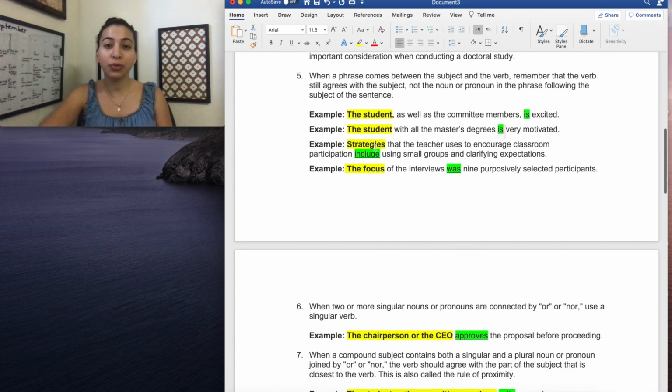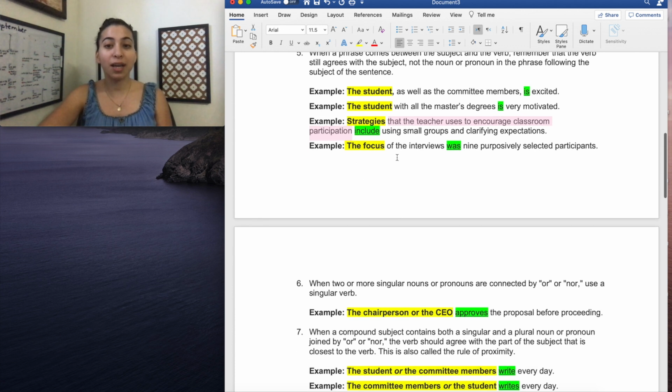Another example, strategies that the teacher uses to encourage classroom participation include using small groups and clarifying expectations. Strategies and include are connected, right? So this is just giving us more information about strategies. The focus of the interview was nine purposely selected participants. The focus was, okay? This is just more information on what the focus is.